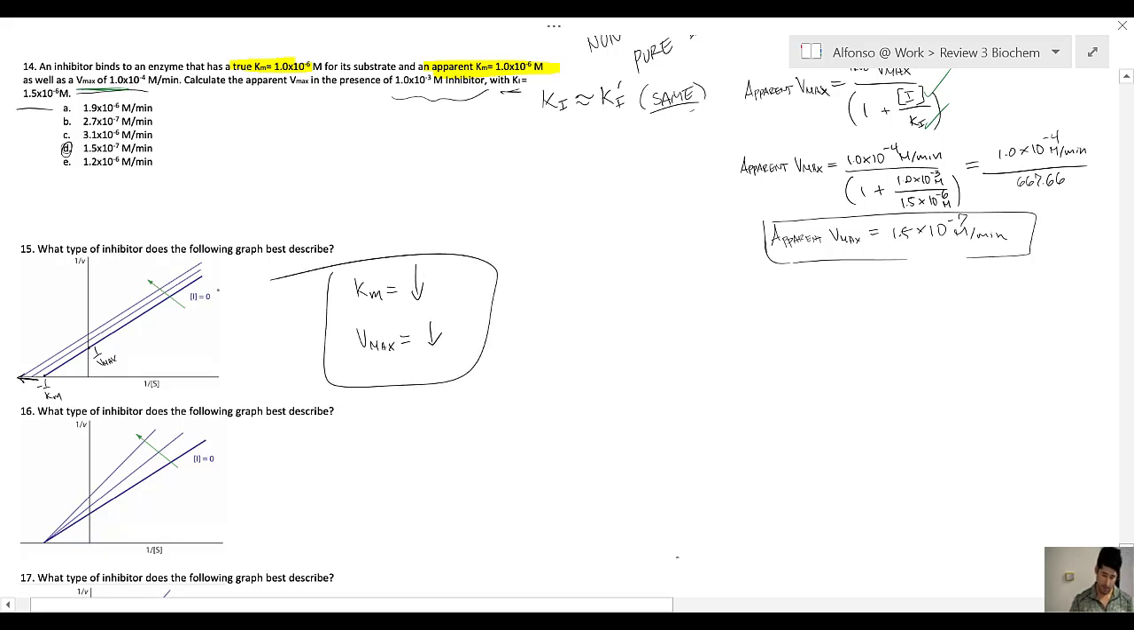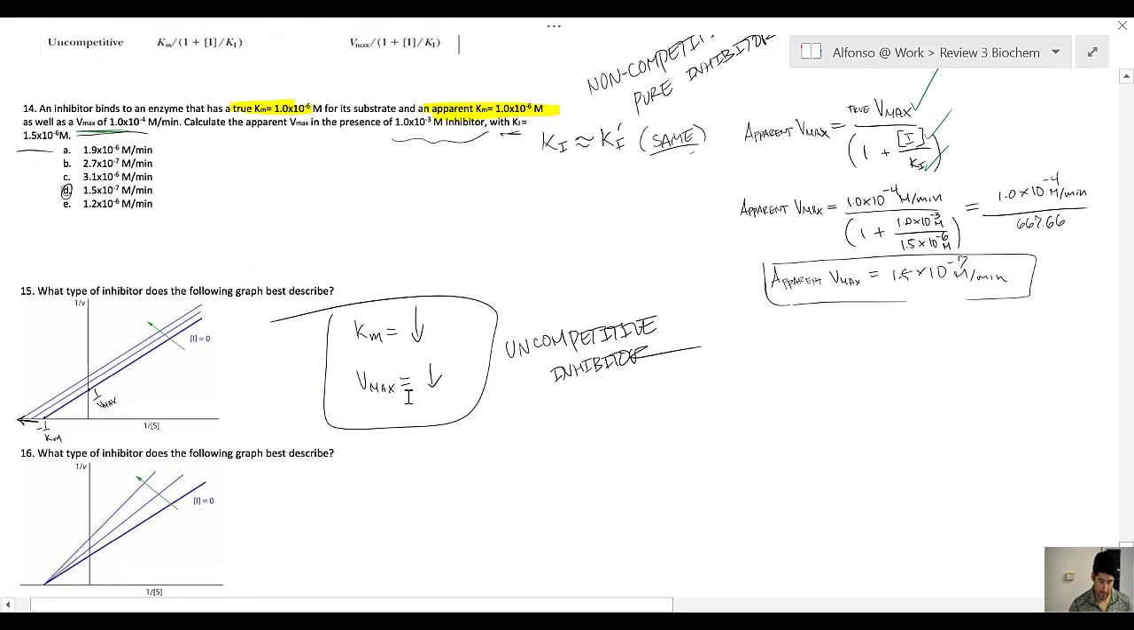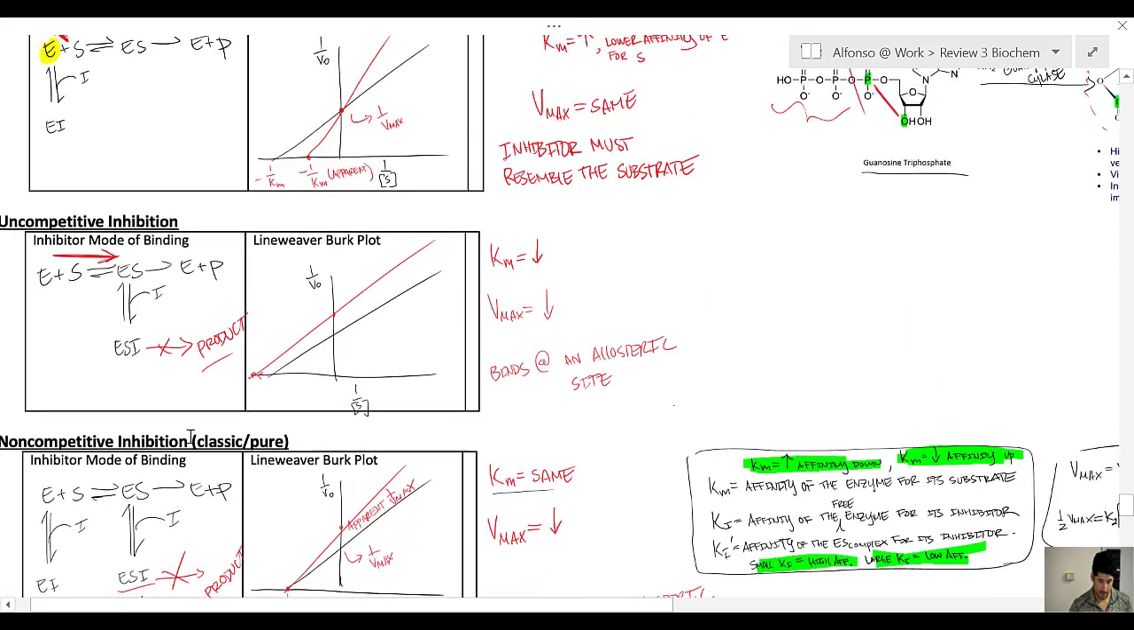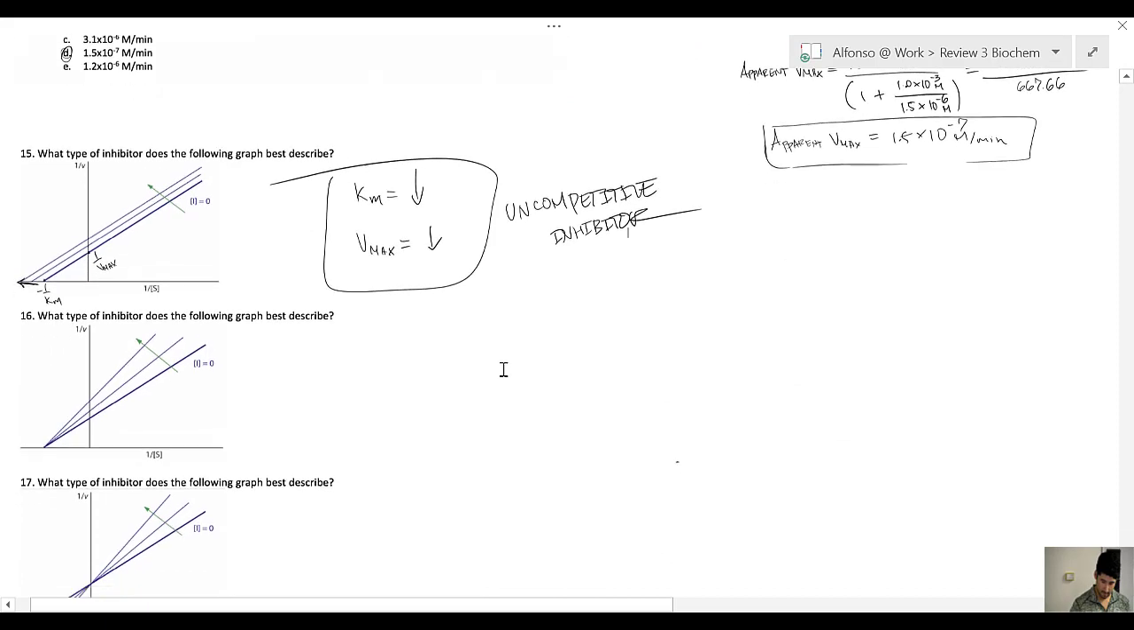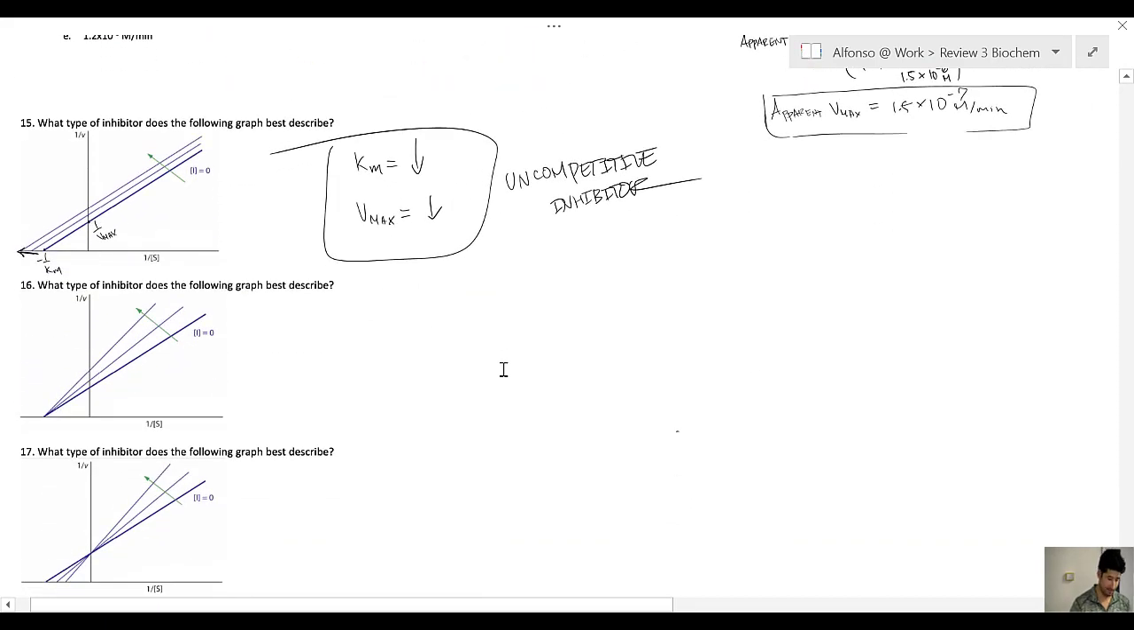So what type of inhibitor do you have? You have a Km goes down, Vmax goes down. You have an uncompetitive inhibitor. And let's prove that. Km went down and Vmax went down. Uncompetitive inhibitor. That's it. Good job. Okay, number 16.